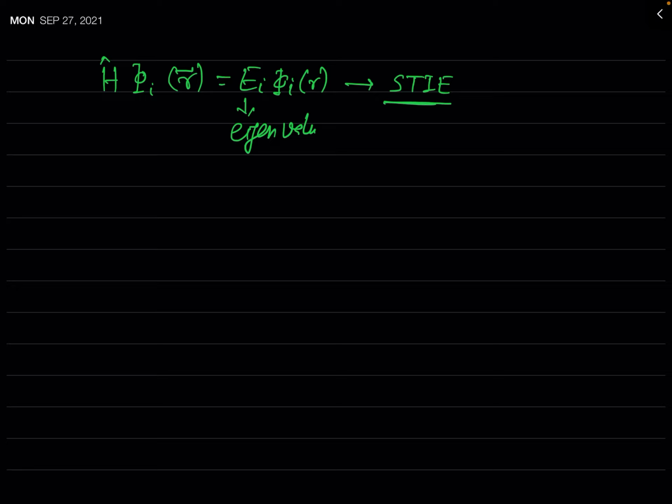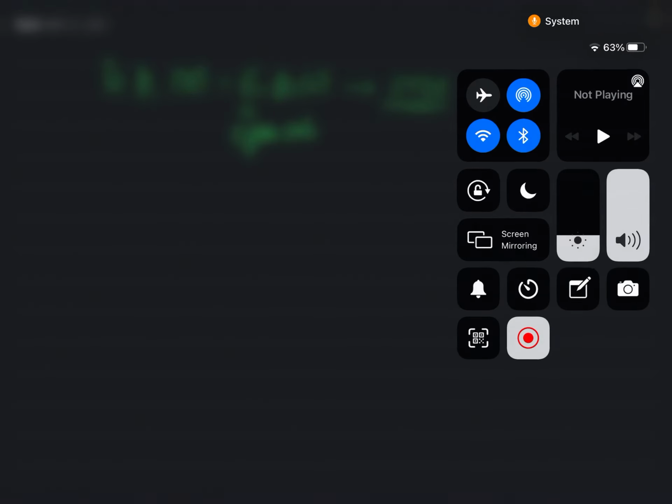So this is all about the Schrodinger picture, but in the next lecture on the Schrodinger picture, we will see the expectation value of the operator defined in the Schrodinger picture.